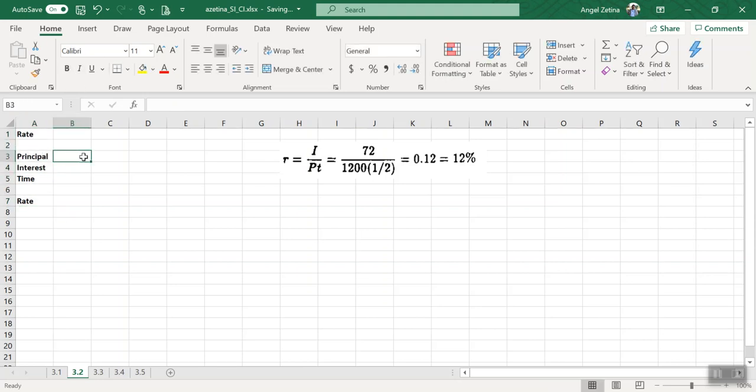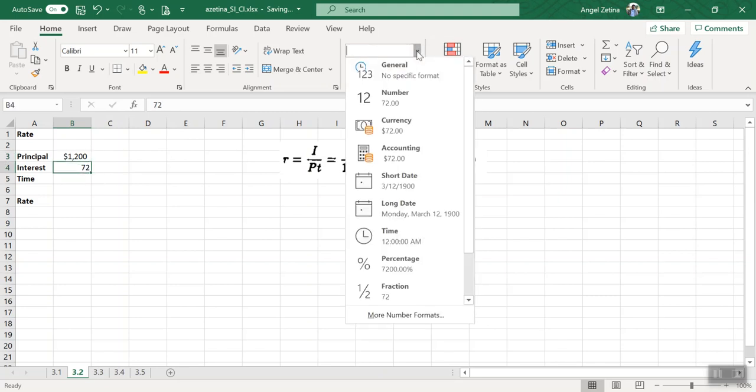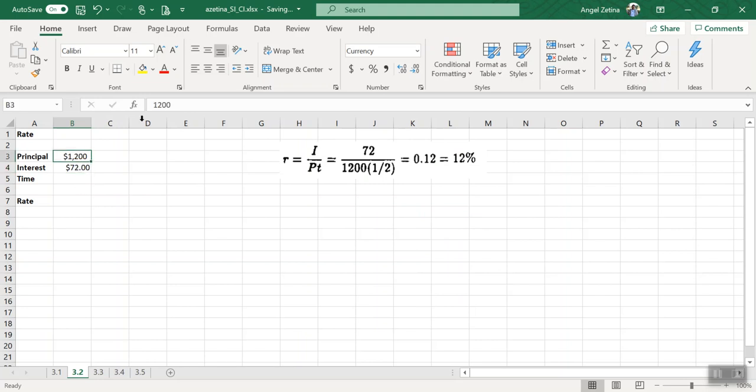Okay, so let's enter the principal again. In this case, we are looking at a question that reads as follows: at what rate of simple interest will $1,200 accumulate interest at $72 in 6 months? Okay, so the principal here is 1,200. The interest is $72, so we enter here 72. Here we can adjust this. Oh, it's already in currency. We can adjust this to currency one time since both of them are currency.